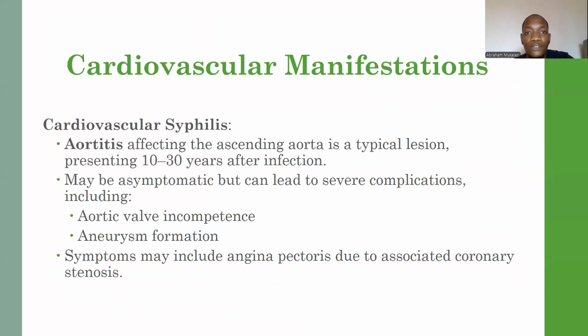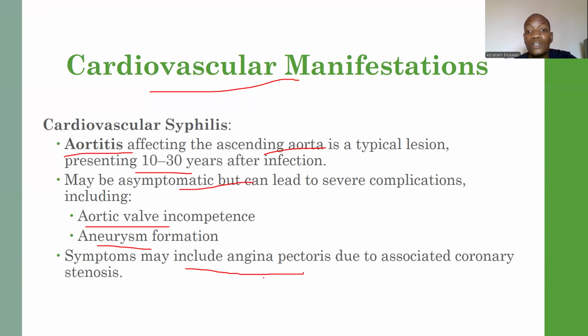Then for cardiovascular involvement, that is now in the tertiary syphilis, we get it affecting the aorta, so it gives you aortitis, affecting the ascending aorta, and this commonly occurs about 10 to 30 years after infection. It may be asymptomatic, or you can have severe involvement where you have aortic valve incompetence, and then formation of aneurysms, which can rupture, and then someone goes and meets their creator.